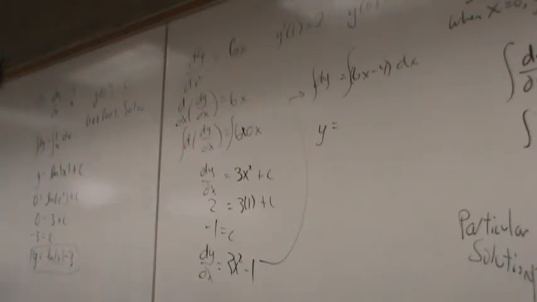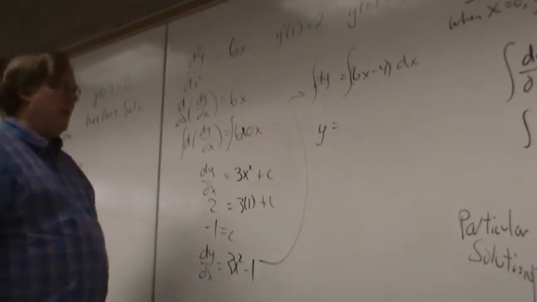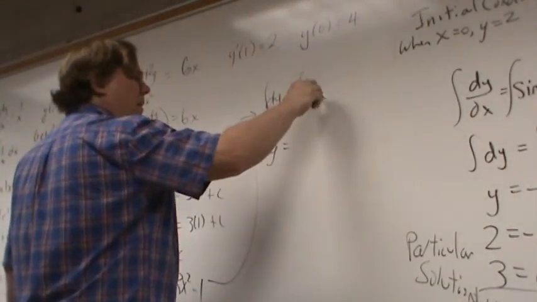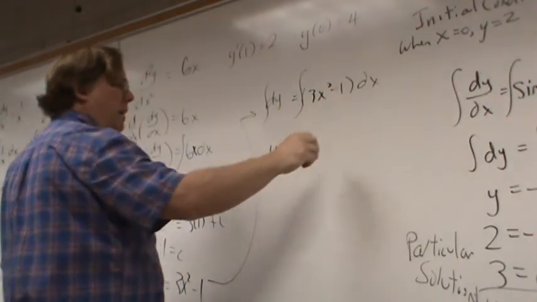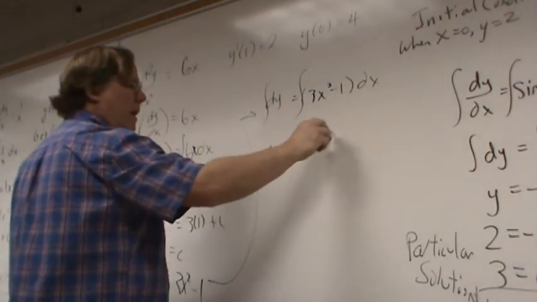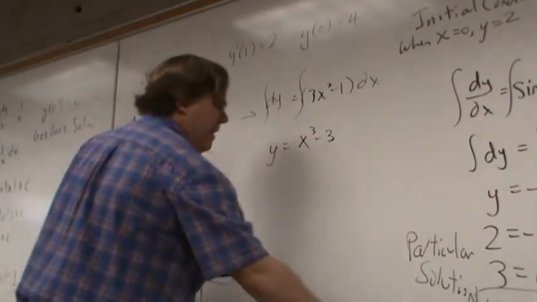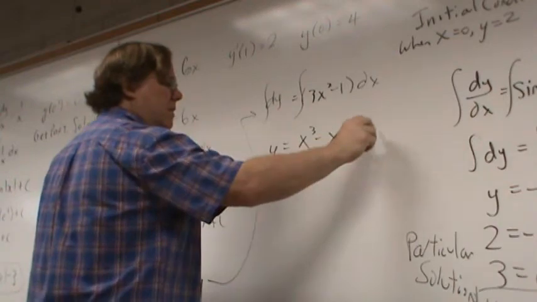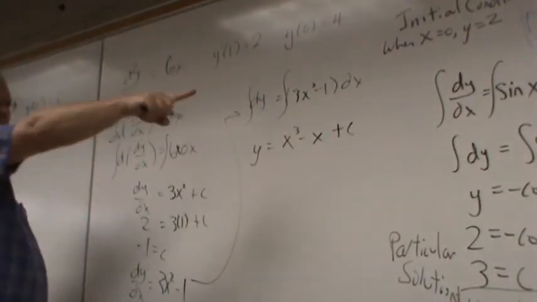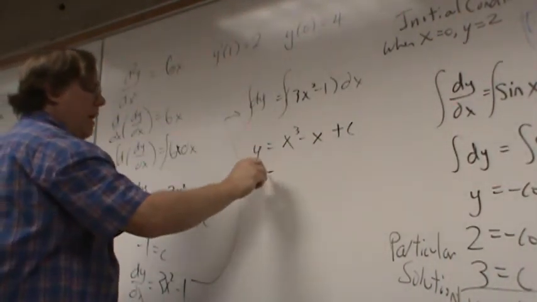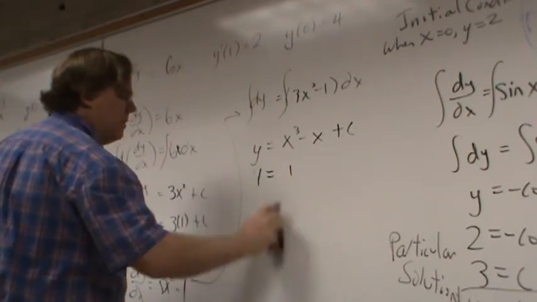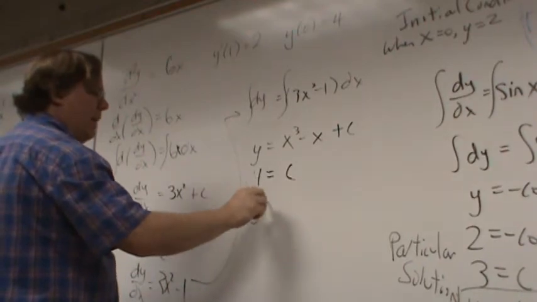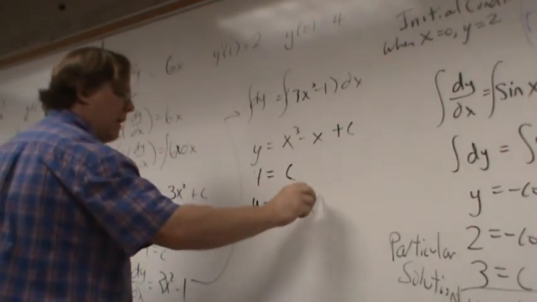All righty. So now I'm going to take the antiderivative of 3x squared minus 1 dx, which gets me x to the third minus x plus c. And now I'm going to stick in that new initial condition. y is 4 when x is 0. So I get c equaling 4. So I get y equaling x to the third minus x plus 4.